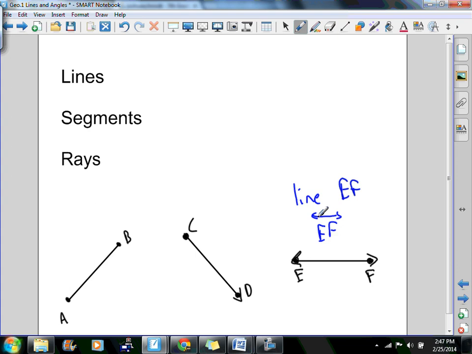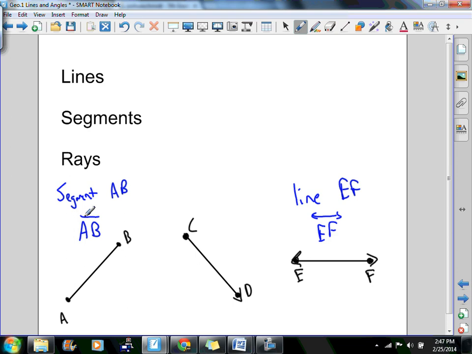A segment on the opposite side would be things that stop on both sides. So over here, this would be a segment. So we could say this is segment AB, or we could do AB with a segment over the top, meaning it does not have arrows because it stops at these 2 points.